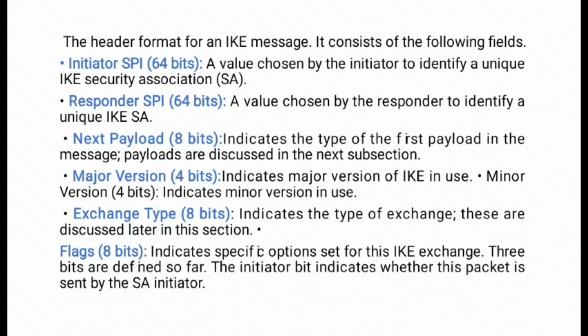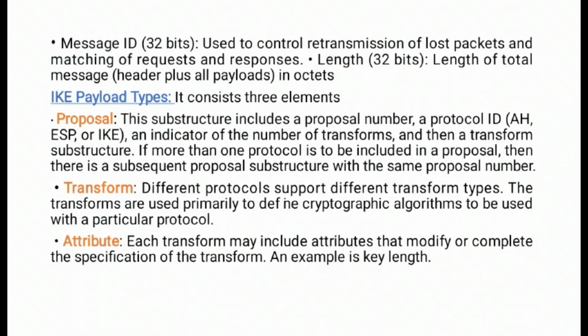And the third one is the next payload, 8 bits, which indicates the type of the first payload in the message. The fourth one is major version, 4 bits, which indicates the major version of IKE in use. The fifth one is exchange type, 8 bits, which indicates the type of the exchange. The sixth one is flags, 8 bits, which indicates the specific options set for this IKE exchange. It also contains the message ID, 32 bits, used to control the retransmission of lost packets and to match requests and responses, and the length, 32 bits.